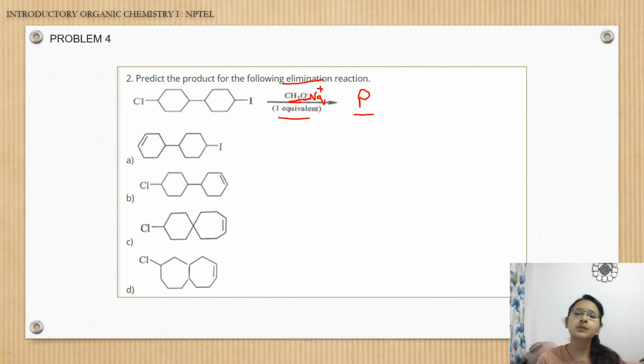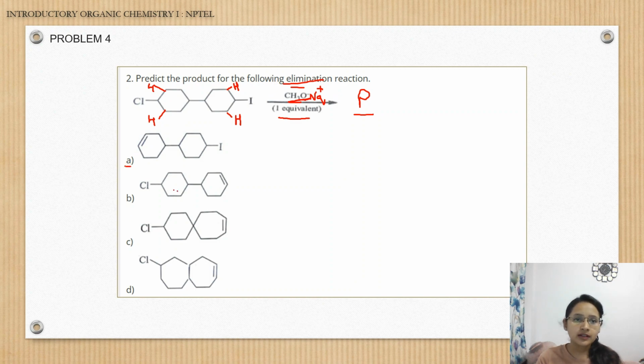So what will the base do again? The base will abstract a proton. They have told you that it is an elimination reaction. So now the base will abstract a proton either from this side, or from this side, here, and here. The acidic protons are present at all these four positions, right? So here you have one equivalent of sodium methoxide. Here they are asking what will be the product. So now one by one we will go through all the options.